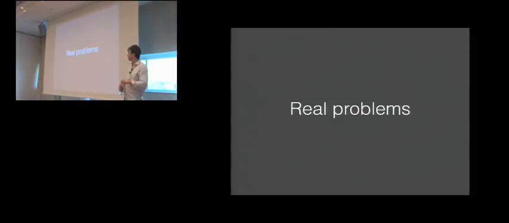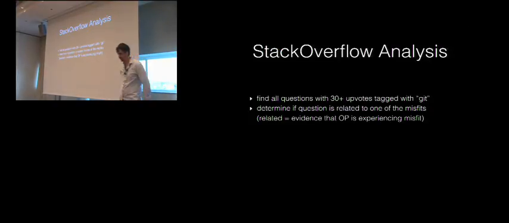All right. So to determine how closely these problems I talked about and some others that we identified match the problems that users experience in practice, we performed a manual analysis of Stack Overflow posts. We started by finding all questions tagged with the keyword git that had more than 30 upvotes, and then we examined by hand to see if the author of the question was experiencing the misfit.